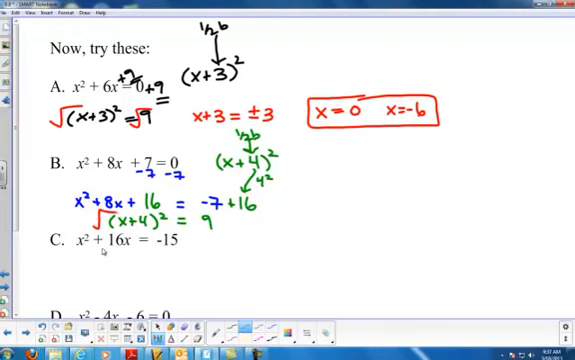Then you're going to square root both sides. So you have x plus 4 equals positive or negative 3. And when you subtract 4 from positive 3, you get negative 1. When you subtract 4 from negative 3, you get negative 7.